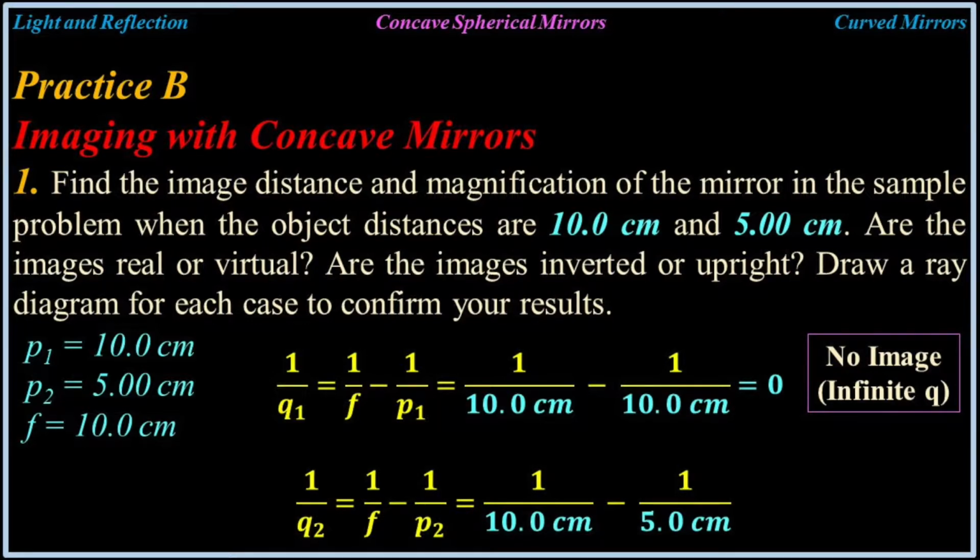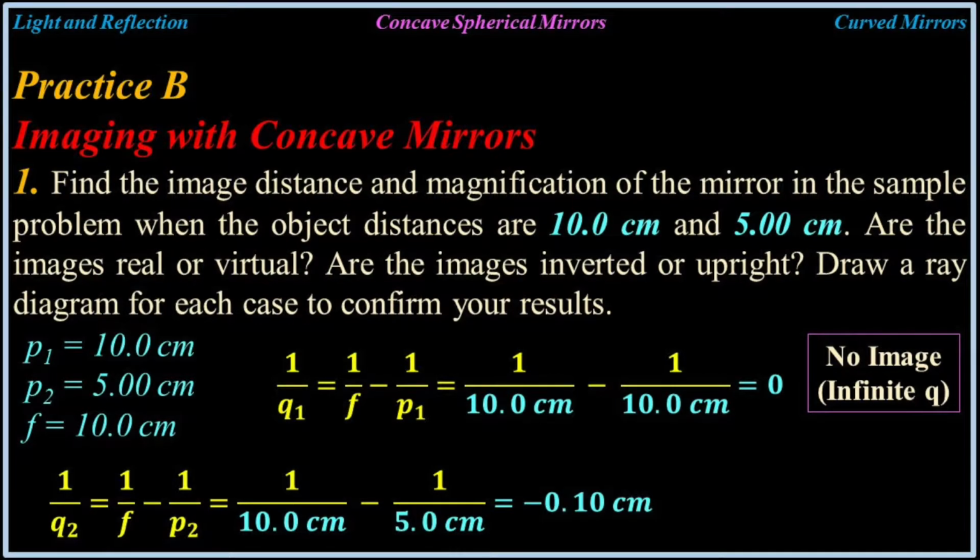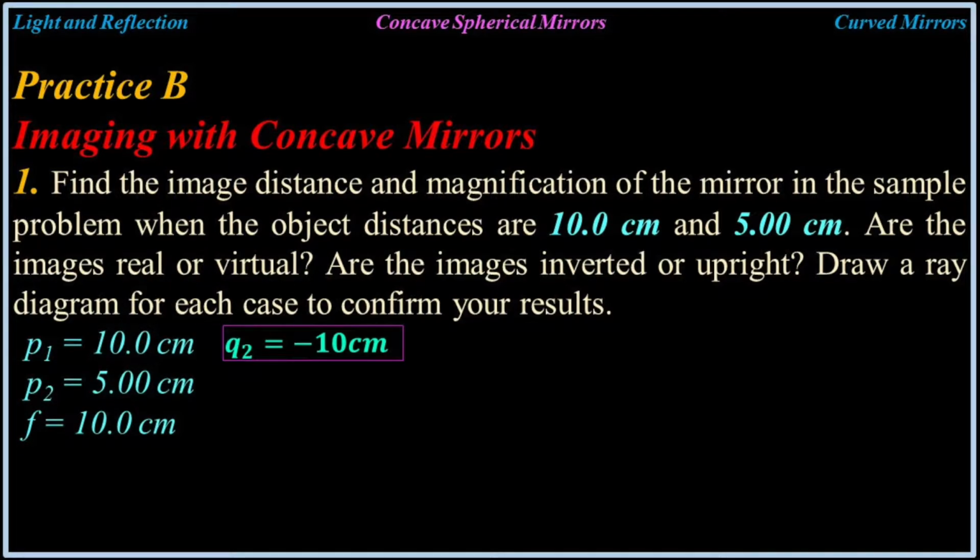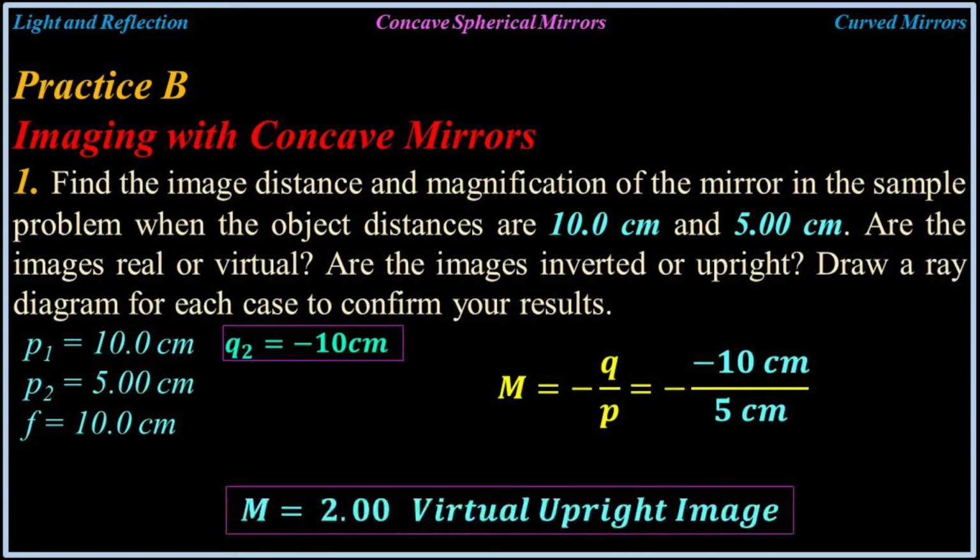And it'll be 1/10 over 1/5. And it'll be negative 10. And so it'll be negative 10 centimeters. So that's going to be Q2. Now let's do M. So we have Q1 is infinite, so we're not going to have any image. So M is 2. So that's virtual and upright.